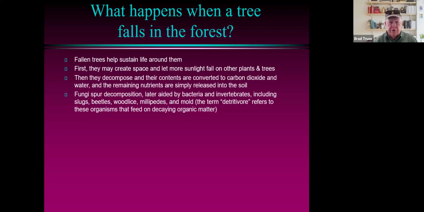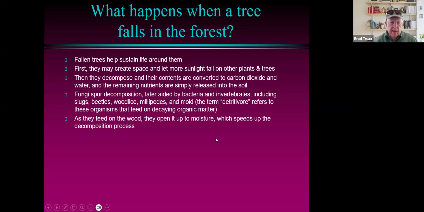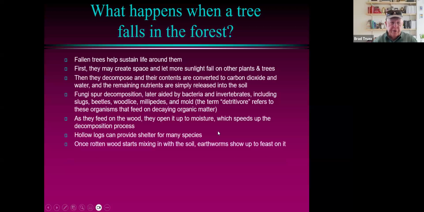Fungi spur decomposition, and these are aided by bacteria and some invertebrates such as slugs and beetles and millipedes, and mold will also come in. The term detritivore is used to refer to these organisms that feed on the decaying organic matter. As they feed on the wood, they open it up to moisture, which further speeds up the decomposition process. Hollow logs can provide shelter for many different species, and often rotten wood starts mixing with the soil, and then earthworms show up to start feasting on it.